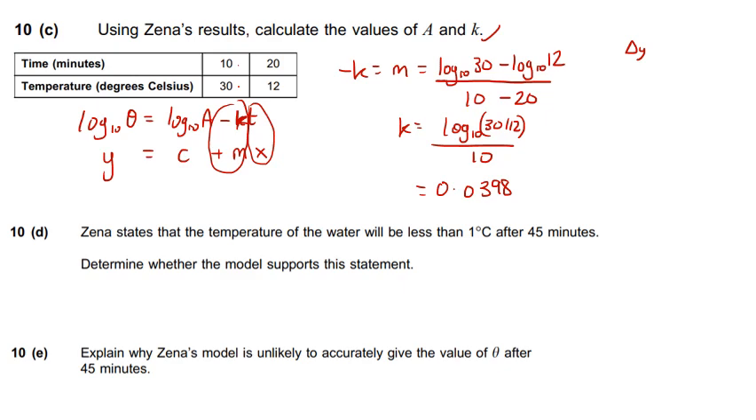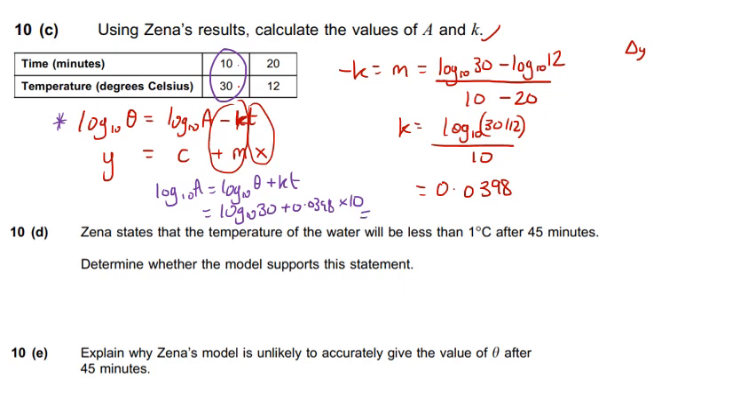Okay, I'll just show you them both. So one way is to just go back to this equation that we've got here and substitute in all the values. If I rearrange for log base 10 of A, that's going to be equal to log base 10 of theta plus KT. I'll just pick one of the values and the K that I just found and substitute it all in. So I can say log base 10 of 30 plus 0.0398 times 10.